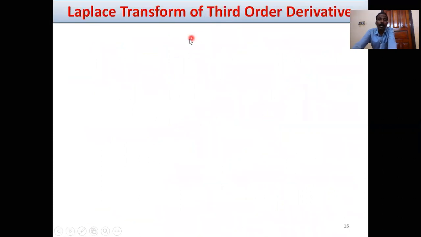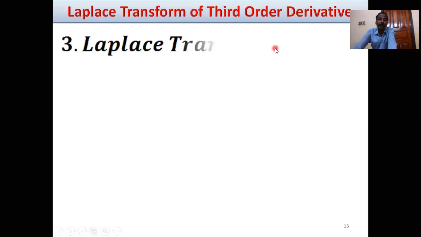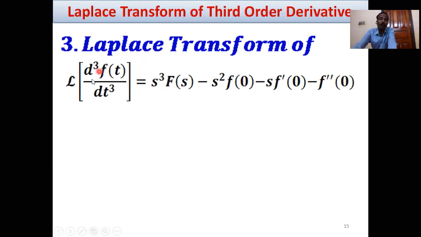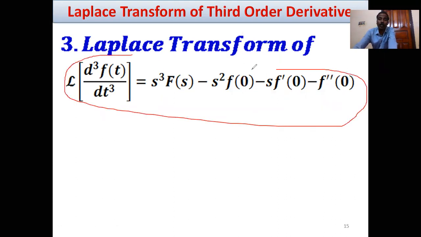Then prove the Laplace transform of the third order differential equation. What is the third order form? The Laplace transform of d3f(t) by dt3 equals s cube F(s) minus s square f(0) minus s f prime 0 minus f double prime 0. So this is the third order differentiation form. Prove this. This is the form.